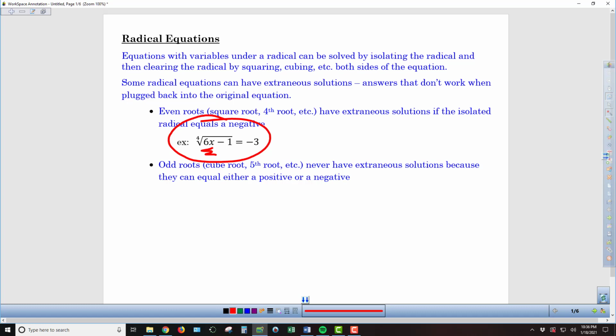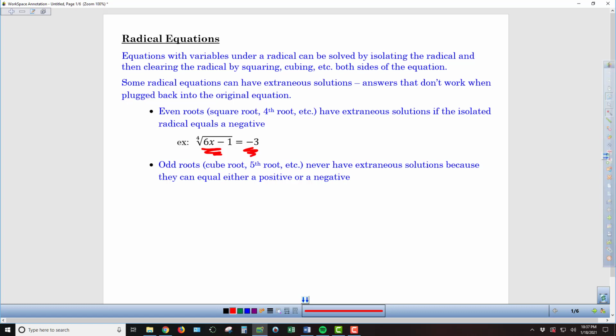Now, a lot of radical equations have what are called extraneous solutions, meaning that they have answers that you seemingly get by doing everything correctly, but when you plug it back into the equation, it doesn't work. And so there are certain things that lead us to these extraneous answers. One of those is if when you isolate an even root, so a square root or a fourth root or a sixth root of something, it equals a negative number on the other side.